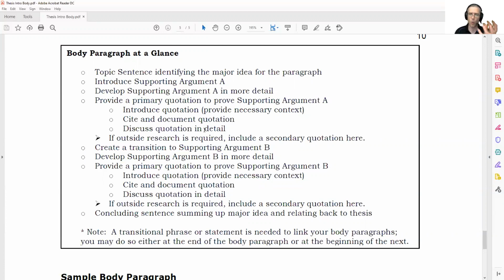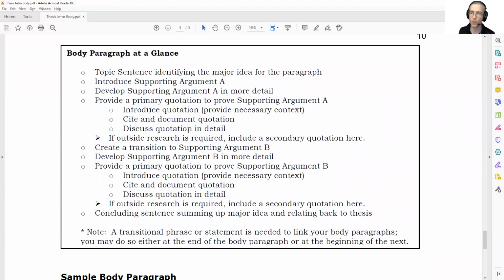You've told me what's going on in the context of the quotation, who is speaking in the delivery of the quotation, and then you've given me the quotation integrated into your own sentence. Cite and document the quotation using MLA citation format that we've discussed, and then discuss the quotation in detail. That means that you need to show how, through specific, logically developed analysis of the details inside that quotation, that proves your supporting argument.